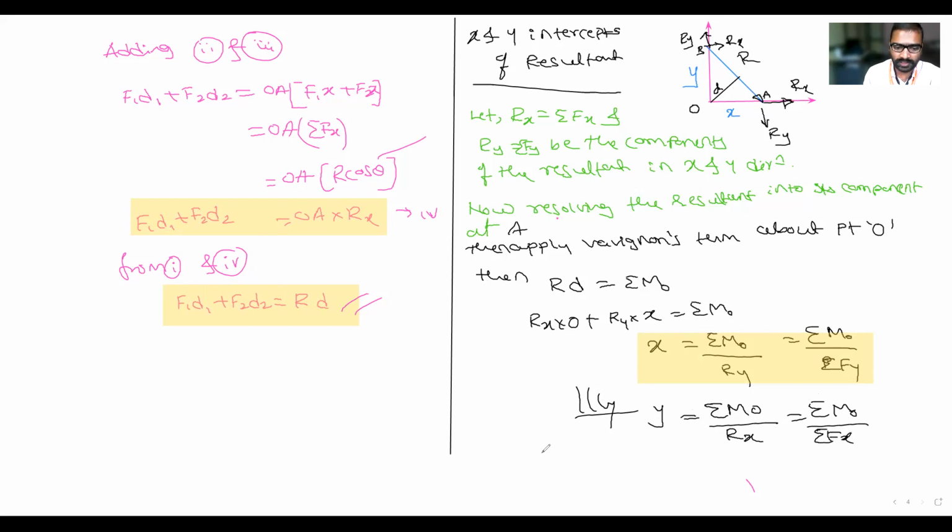In the exam, he is going to ask this only. So what are the x and y intercepts? You have to determine the x and y intercepts. For the x intercept, what comes in the denominator? Sigma fy. For the y intercept, what comes? Sigma fx.